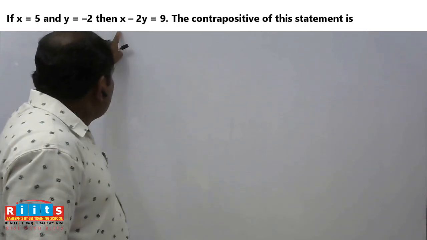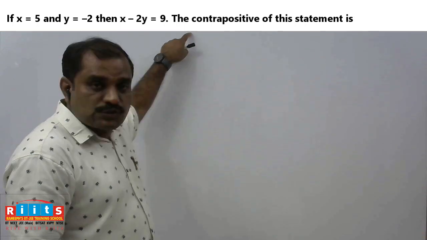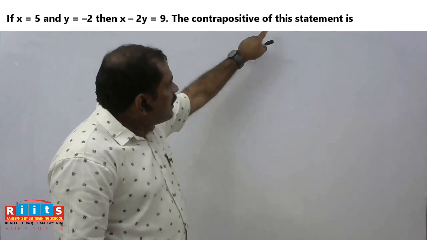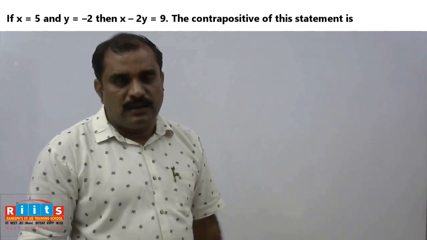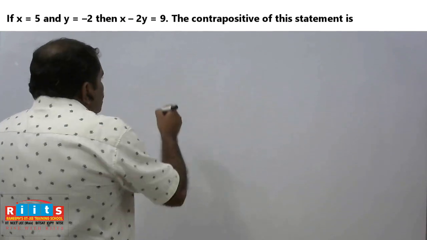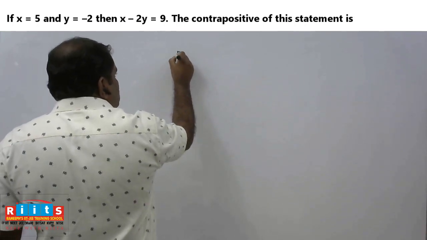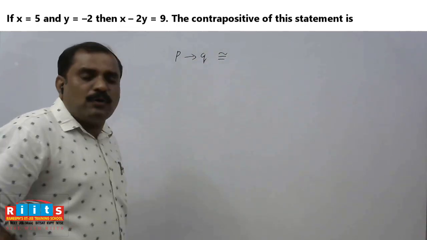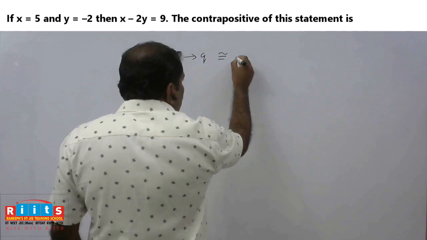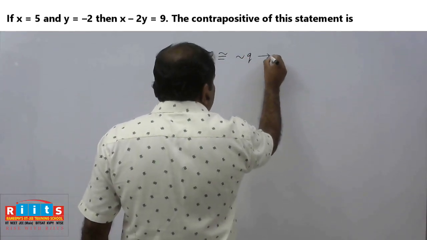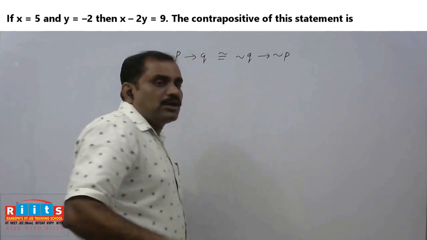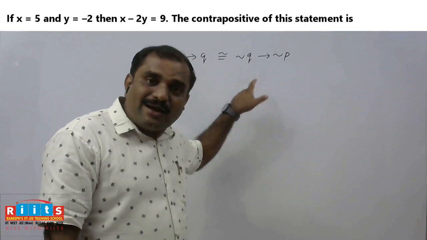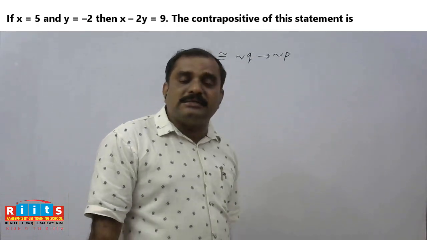The question is: if x is equal to 5 and y equal to minus 2, then x minus 2y is equal to 9. That is a statement. Find the contrapositive of this statement. Please listen. This is a conditional statement. That is, P implies Q is a conditional statement. What is the contrapositive of P implies Q? That is negation Q implies negation P. The contrapositive of P implies Q is logically equivalent to negation Q implies negation P.